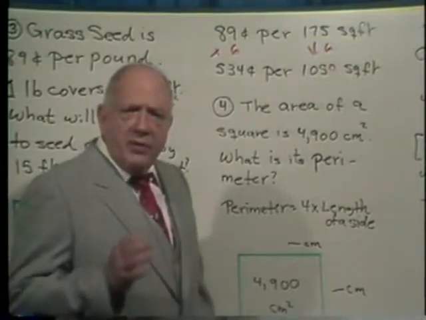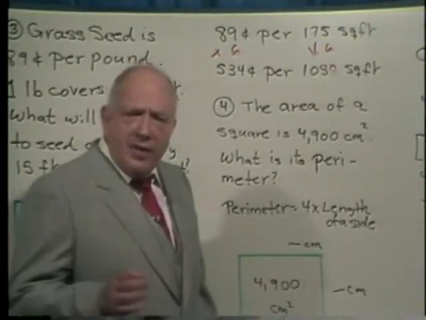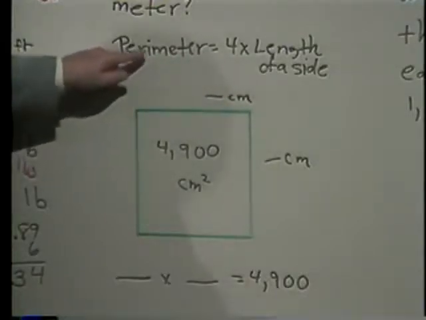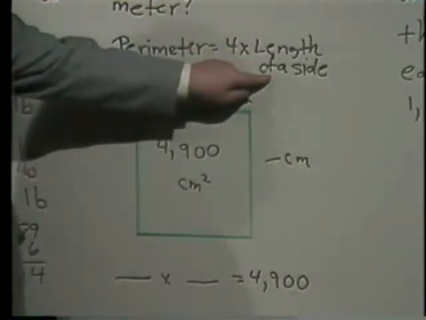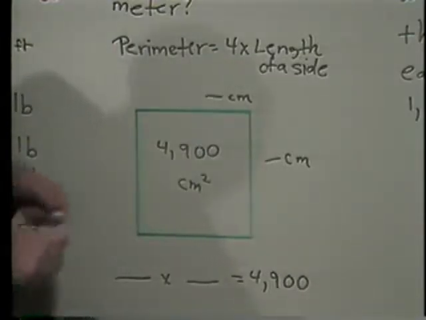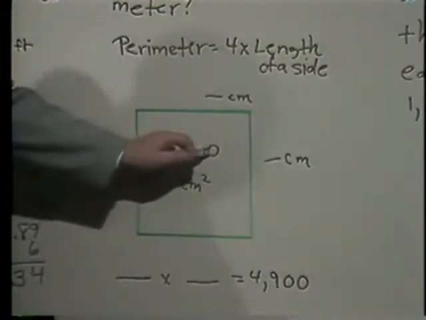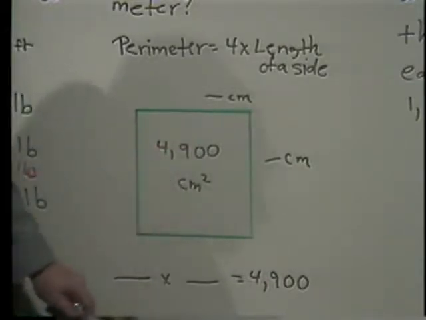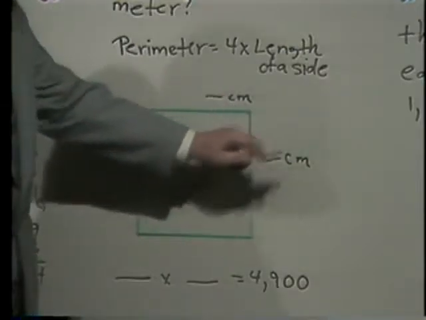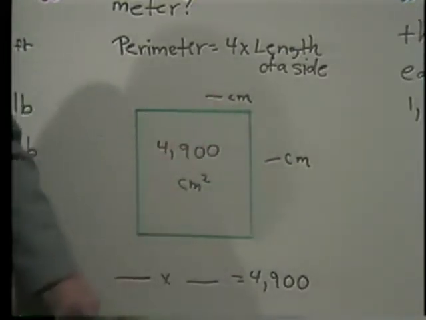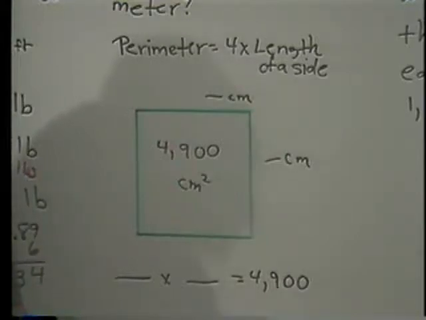So to find the perimeter of a square, you take the length of one side, multiply that by 4, and that will be the perimeter. In other words, the perimeter is 4 times the length of a side. The problem is I don't know the length of the side. But I do know what? That the area is 4,900 square centimeters. Square centimeters means centimeters times centimeters, so the length of the side is in centimeters. The only problem that remains is, what number do I have to multiply by itself to get 4,900?